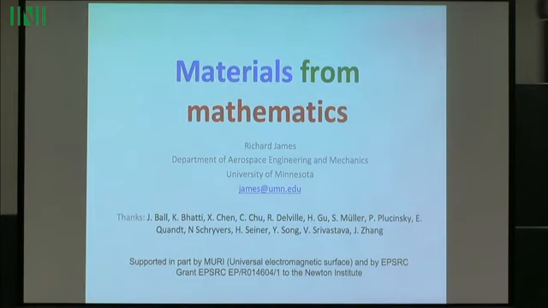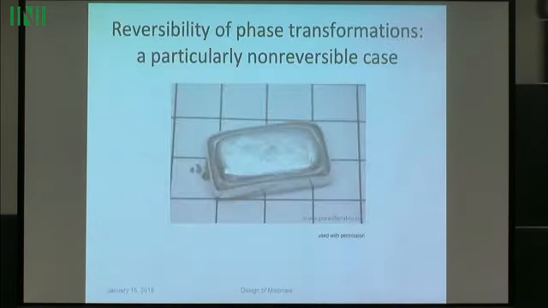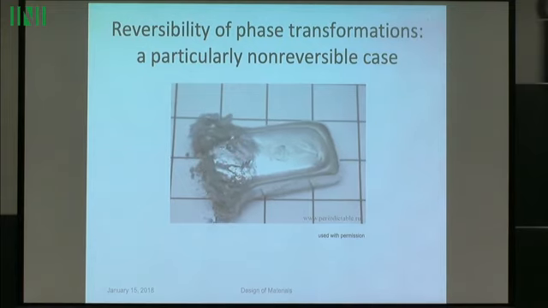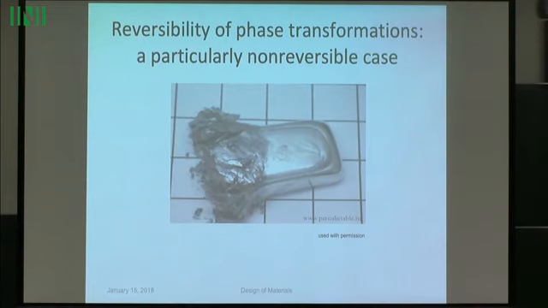These materials undergo phase transformations, crystalline materials that undergo phase transformations. So quite different from yesterday, and I'll try to contrast that a bit. As I say, it's about the reversibility of phase transformations. So I thought I would start with an example of a material which is highly non-reversible.